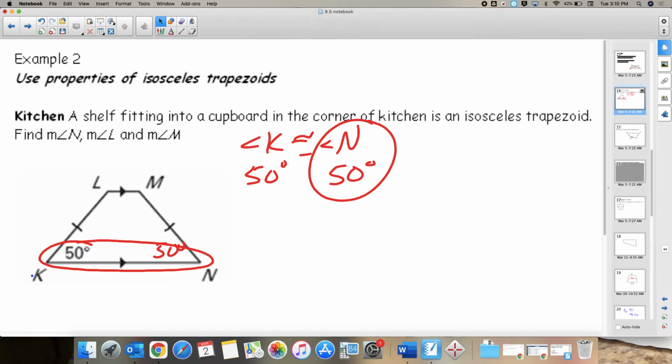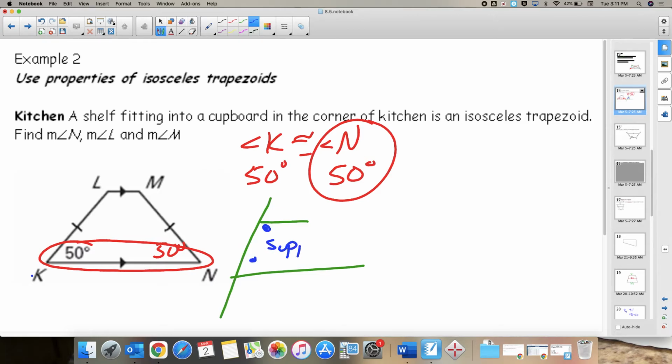Now, for your other measurements, remember, these are parallel lines. When you have your parallel lines and your transversal comes through, these consecutive interior angles, these are supplementary. So since this one's 50, angle L has to be 130. Likewise, then angle M would have to be 130 as well.